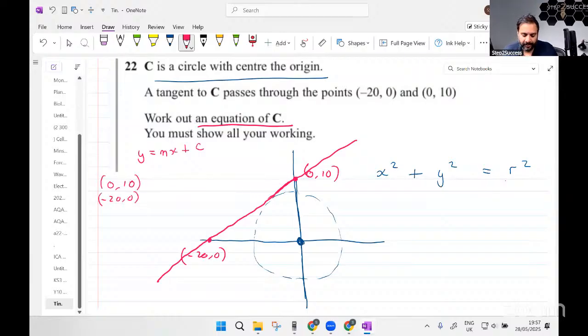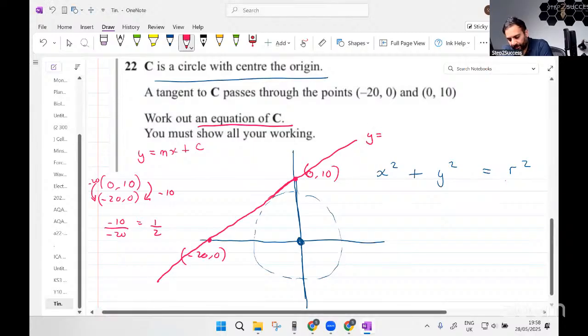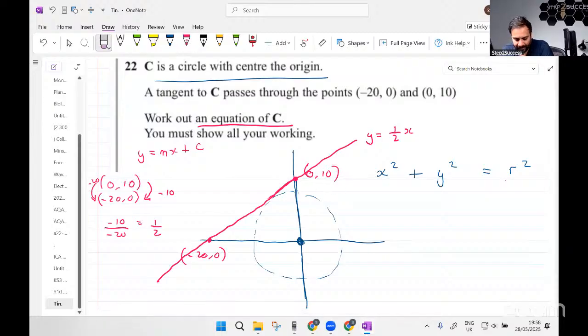When you have 2 points on a line, you can work out the gradient of the line very easily by finding the change in the y-coordinates. 10 to 0 is minus 10. And divide it by the change in the x-coordinates. 0 to minus 20 is minus 20. So minus 10 divided by minus 20 is a half. The equation of this line is y equals a half x, because the gradient is a half. The y-intercept is 10, because that's what is going through the y-axis. So the equation is y equals a half x plus 10 for that red line, which we're nowhere near finished.